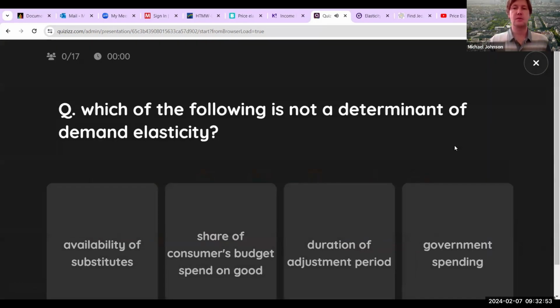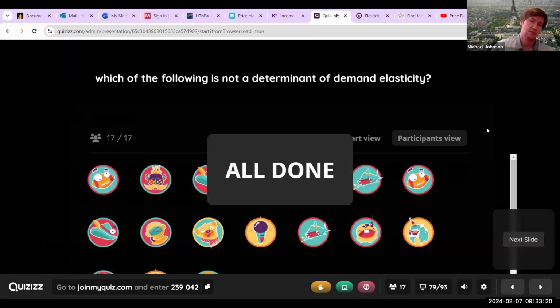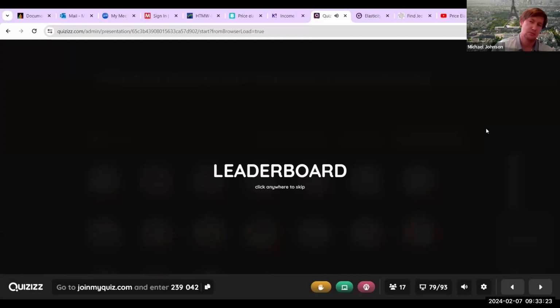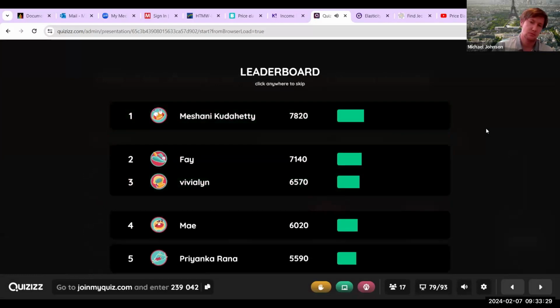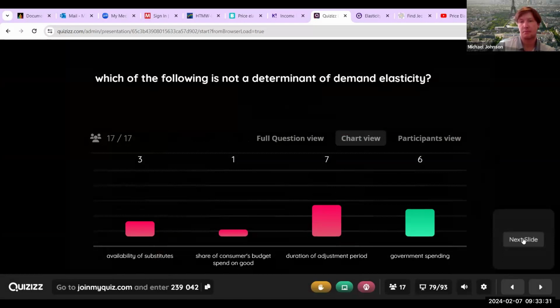Which of the following is not a determinant of demand elasticity? Government spending.